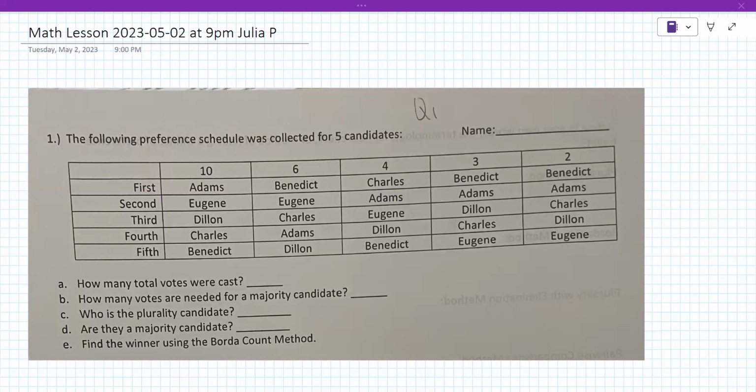So we can for sure say that the total votes cast is 10 plus 6 plus 4 plus 3 plus 2. All right, and that adds up to 25. So for a majority, you need the middle point plus 1, right? You need 13 total for a majority.